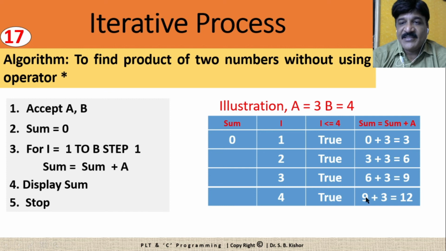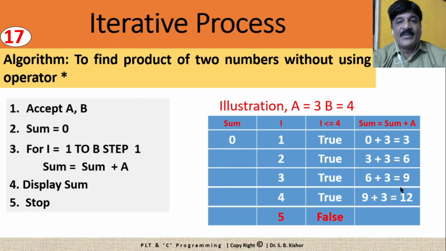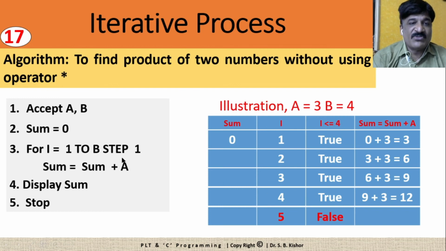So previous sum, that is 9, plus 3 will become 12. And finally the value of I is now 5. 5 is less than 4? No, the condition is false. So control will be transferred to the next statement to display the sum. So the multiplication of 3 into 4 is 12. Okay. So it's very simple. Now here, see what is the role of I? It is simply counting, nothing else. As we know, I is referred to as a counter variable. So it is simply counting.